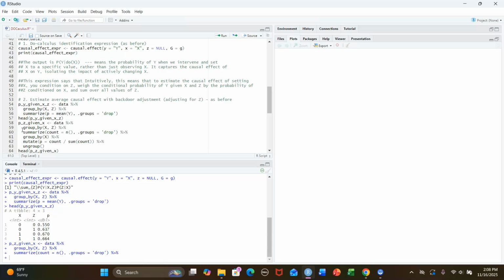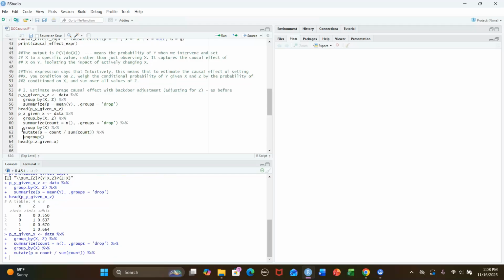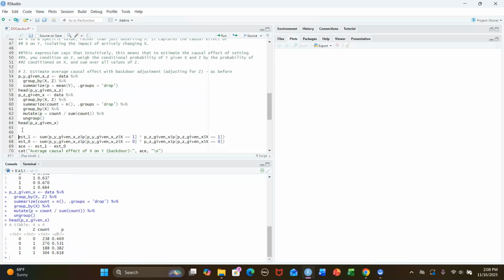And then we do another grouping by X value. And then we calculate a probability of count divided by total sum of count. And then we do the ungroup to return it to a normal data frame. This is what it looked like.